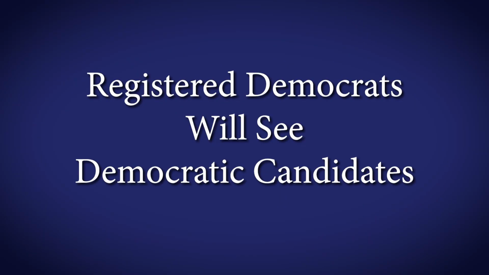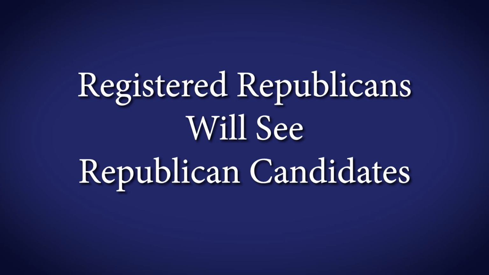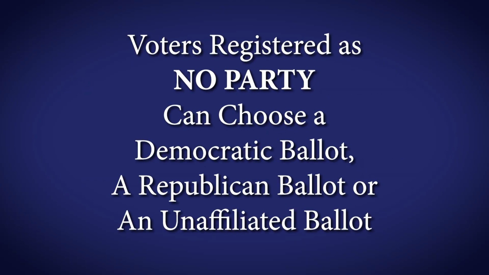For the closed party primary races, a voter's ballot will contain the candidates for the party the voter is affiliated with. Registered Democrats will see Democratic candidates. Registered Republicans will see Republican candidates. Voters registered as no party can choose a Democratic ballot, a Republican ballot, or an unaffiliated ballot. Unaffiliated ballots will only have propositions or races that are open to all voters.